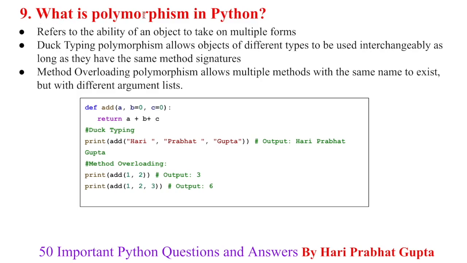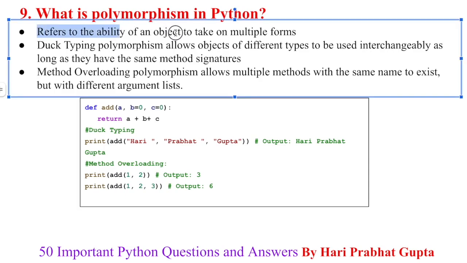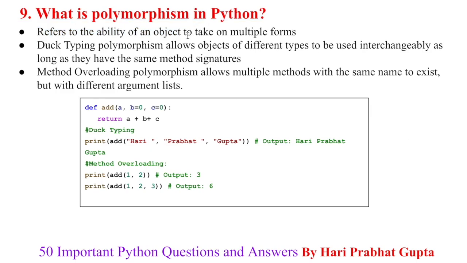The question is, what is polymorphism in Python programming? Polymorphism is a fundamental concept in object-oriented programming that refers to the ability of objects of different classes to be used interchangeably. It allows great flexibility in programming and makes it easy to reuse code.